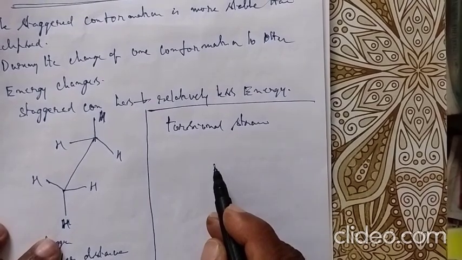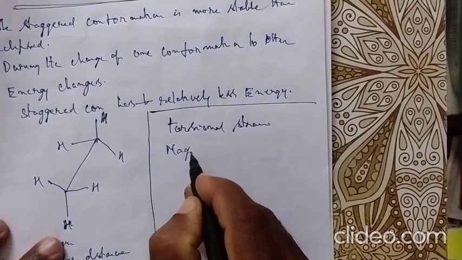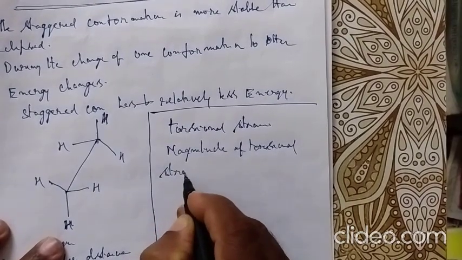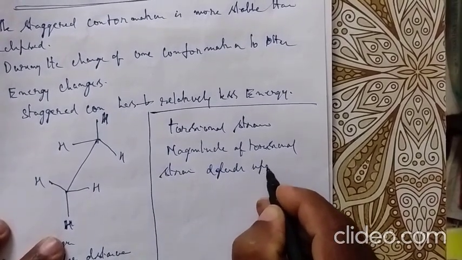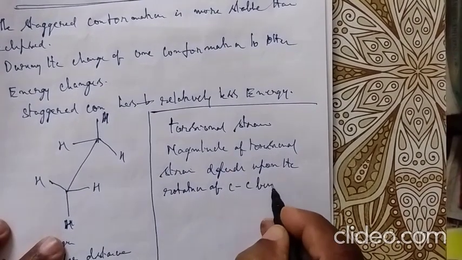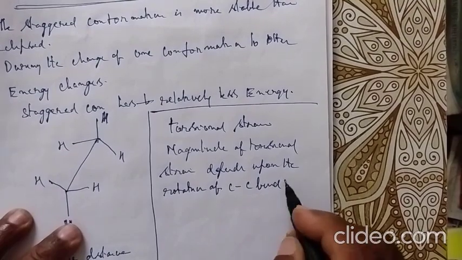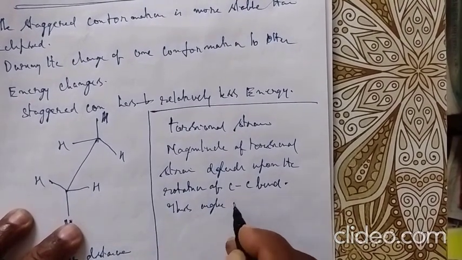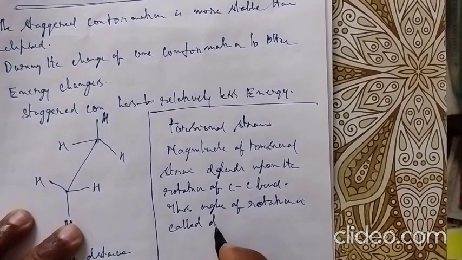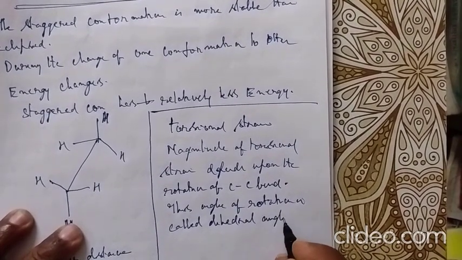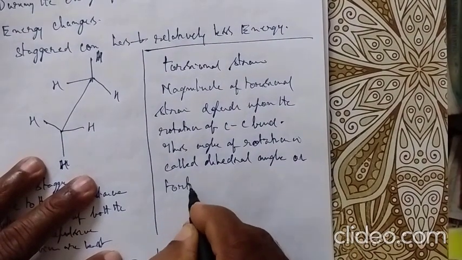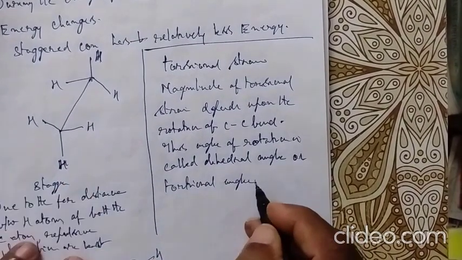The magnitude of the torsional strain depends on the rotation of the CC bond. And the angle of rotation is called the dihedral angle. The angle of rotation of the CC bond is known as the dihedral angle, or this is also called the torsional angle.